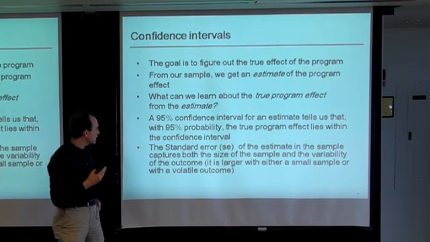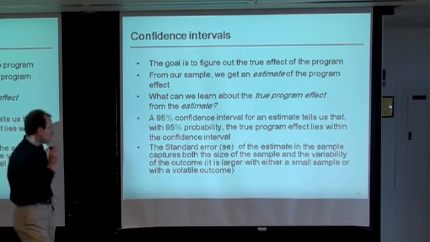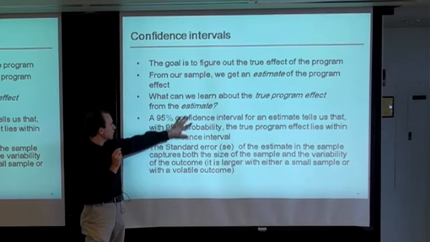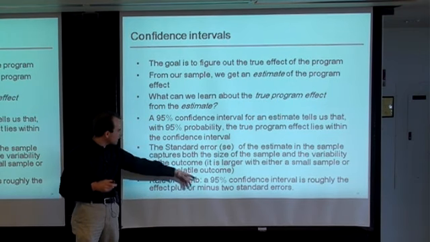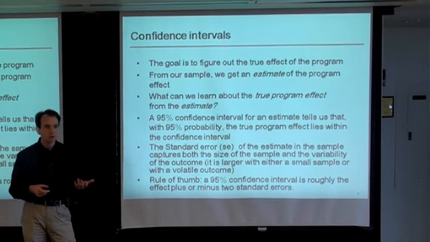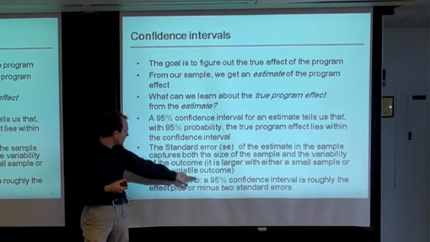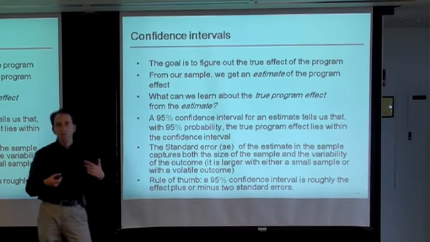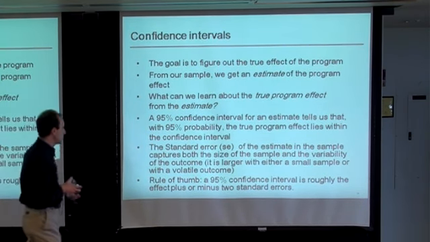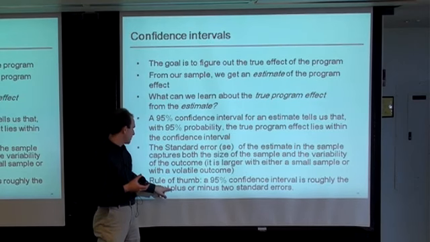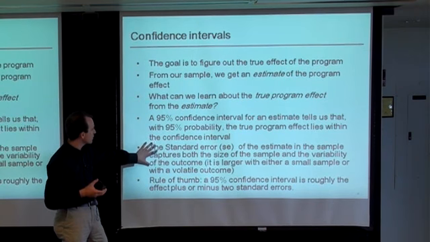What that means in practice is that the standard error is very related to the confidence interval. A good rule of thumb is that a 95% confidence interval is about 2 standard errors. So if you ever see an estimate with a standard error, you can calculate the confidence interval essentially by going up or down 2 standard errors from the point estimate.